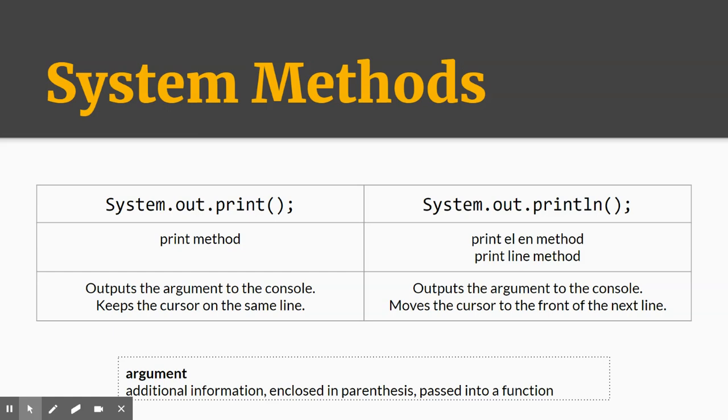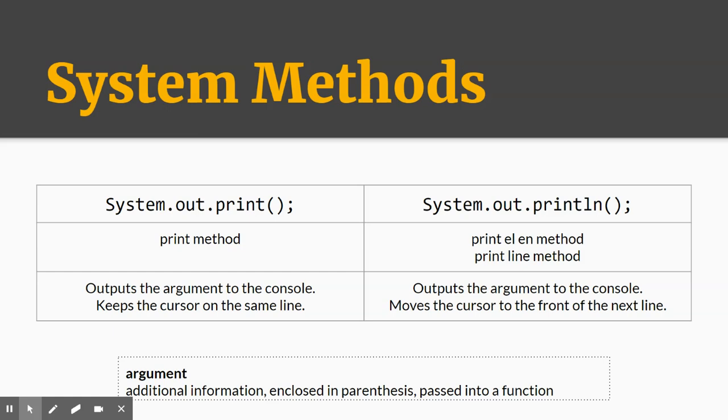It will keep the cursor on the same line in the console. So after it displays that information, the cursor will be waiting on that same line for more information to display. Down the right-hand column, we have System.out.println. We call that the println method. Again, there will be an argument inside those parentheses, and again, it will output that argument to the console. How this one is different though, it will move the cursor to the beginning of the next line.